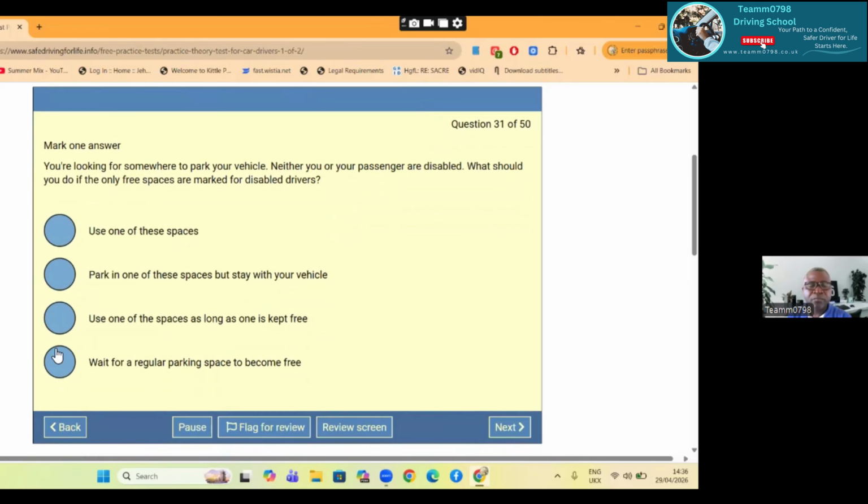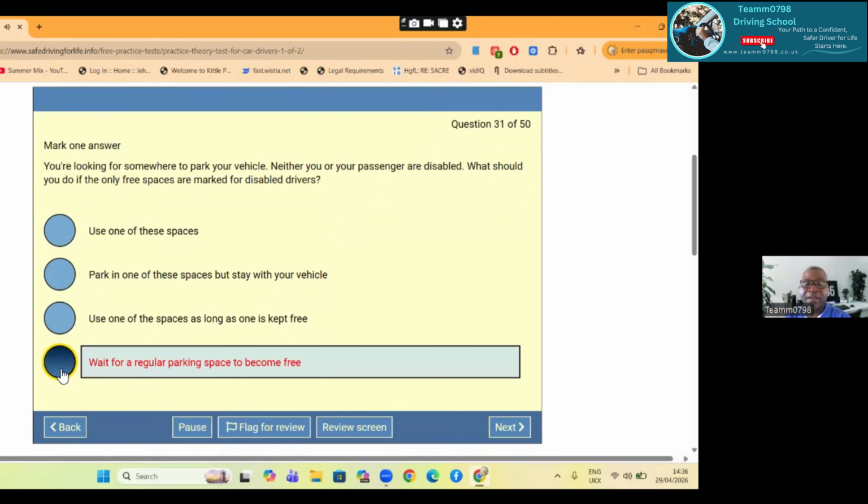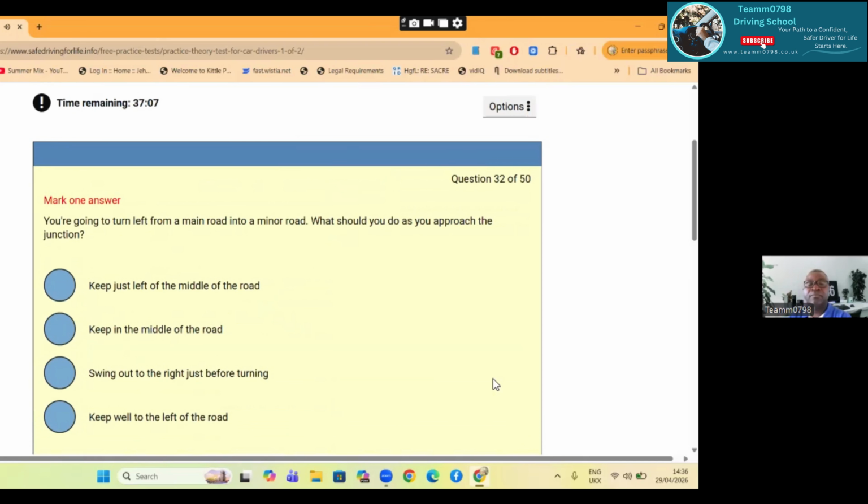Okay. So park in one of these spaces but stay in the car? That's wrong. Use one of these spaces? No, that's wrong. So wait for a regular parking space to become free. That's the correct answer.